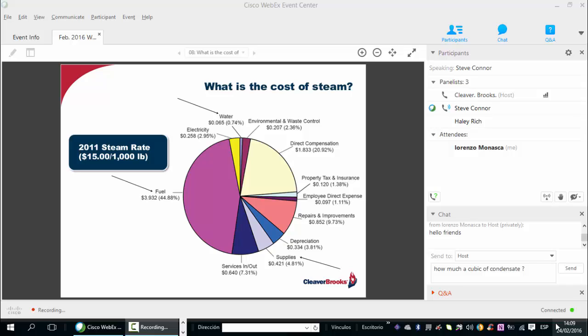And returning to my old standby slide, which reflects the cost of fuel in a typical facility, you can see where fuel plays a significant role in overall cost. Now, I'll hasten to admit that the cost of fuel has dropped dramatically since, let's say, 5 years ago when $15 per 1,000 pounds was considered acceptable.